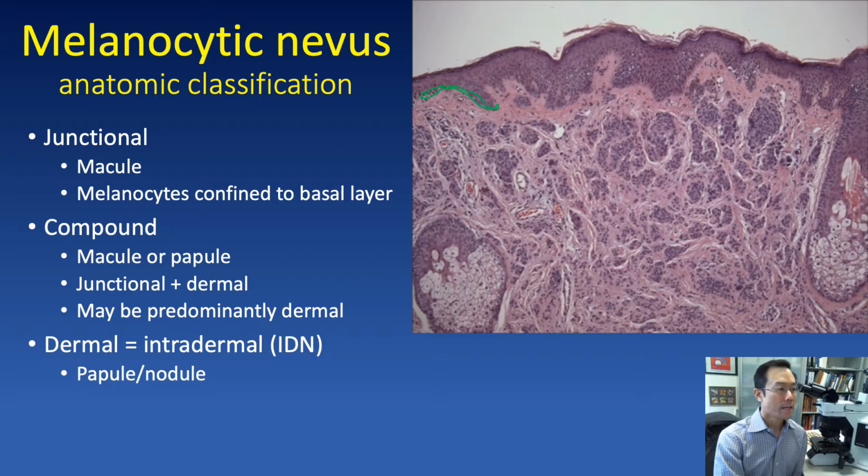With the compound melanocytic nevus, we additionally have melanocytes, usually nests of melanocytes, involving the underlying dermis. And so there's both a junctional and a dermal component forming a compound nevus, although sometimes it seems like 99% of the melanocytes are in the dermis. So the term predominantly intradermal nevus is often used. And then eventually we get to the intradermal or dermal nevus, in which case melanocytes are only in the dermis and we don't have any junctional component.